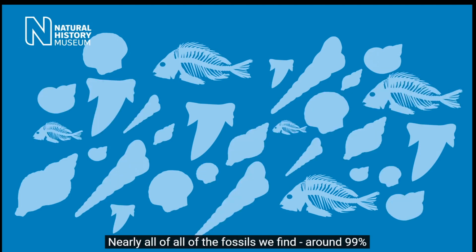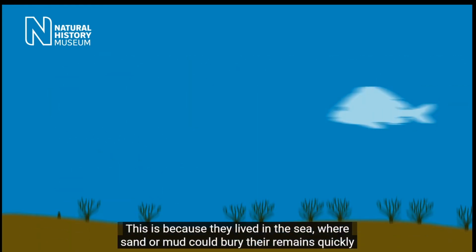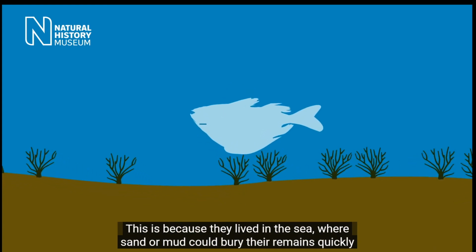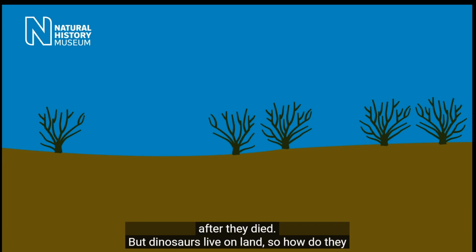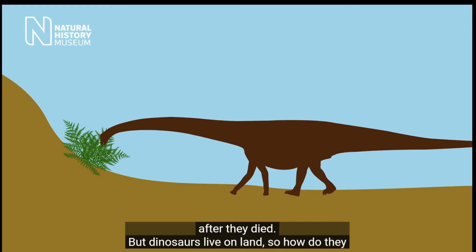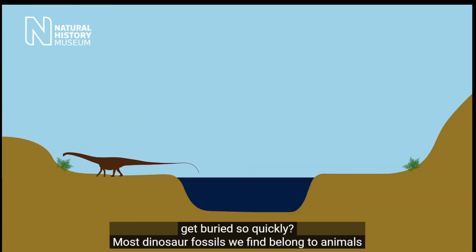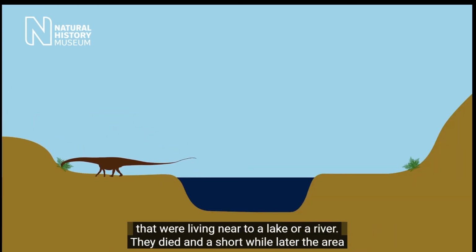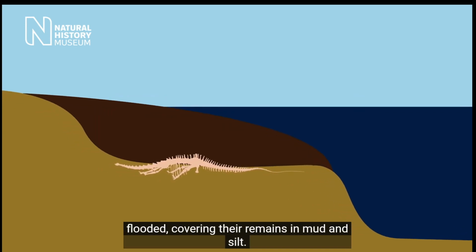Yippee! Nearly all of the fossils we find, around 99%, are from marine animals, such as shellfish and sharks. This is because they lived in the sea, where sand or mud could bury their remains quickly after they died. But dinosaurs live on land, so how do they get buried so quickly? Most dinosaur fossils we find belong to animals that were living near to a lake or a river. They died, and a short while later the area flooded, covering their remains in mud and silt.